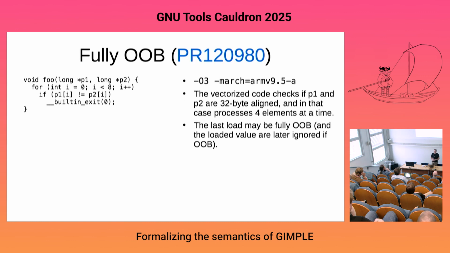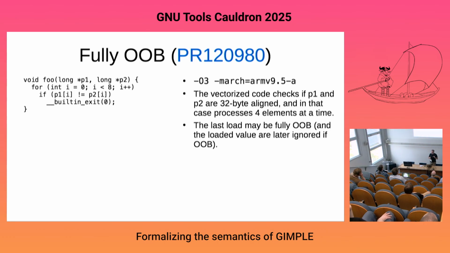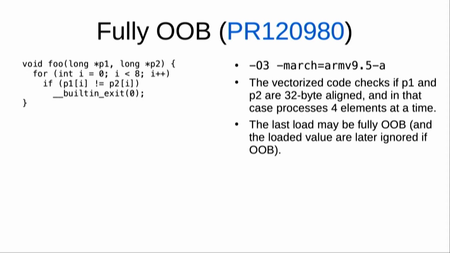But we get more problems. If you look at this example, I've compiled it for ARM. Then the vector code checks if P1 and P2 are 32 byte aligned, and in that case it processes 2 vectors at a time. So now the second vector can be fully out of bounds. And again, as in the previous cases, after it has found them, if it finds that this if statement is true, then it goes in and checks that everything actually was in bound.